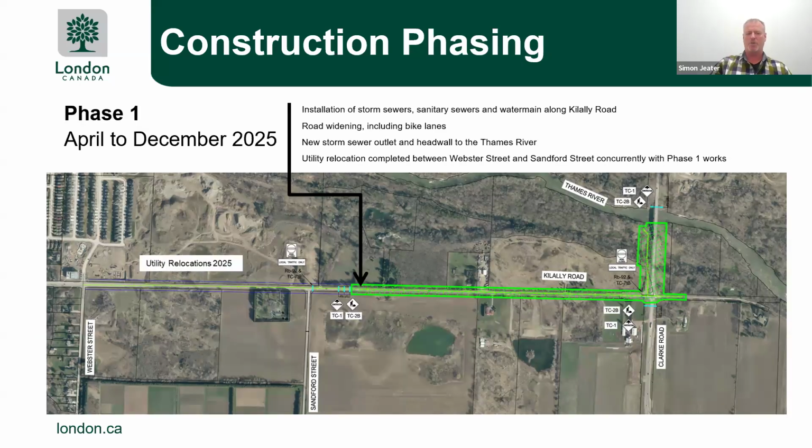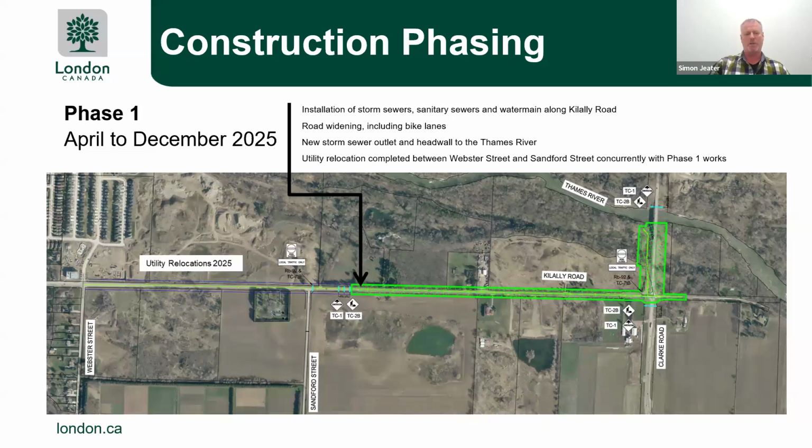So our first phase of construction, again, is April to December 2025. You can see the highlighted area in green is generally our work zone. This will allow us to install the storm, sanitary and water main along this section of Kilally Road. The road widening will take place along this piece to accommodate the bike lanes. Again, there are no sidewalks in this piece, and we are working within the existing right-of-way of Kilally. No additional lands have been taken in this section.